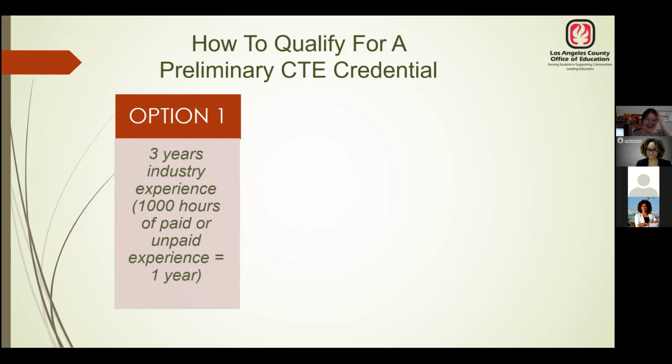Okay. So option 1, they need to have at least 3 years of related work experience in the industry. That's not teaching, that's industry experience, having held a job in that industry. Now, CTC defines a year as 1,000 hours of paid or unpaid experience. It can be voluntary, it doesn't have to be paid.